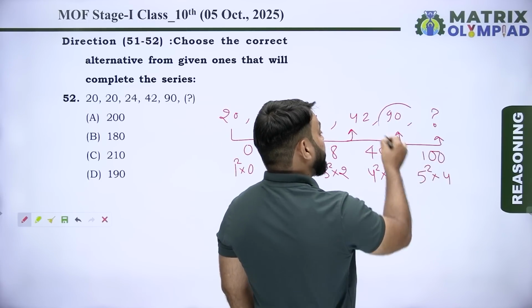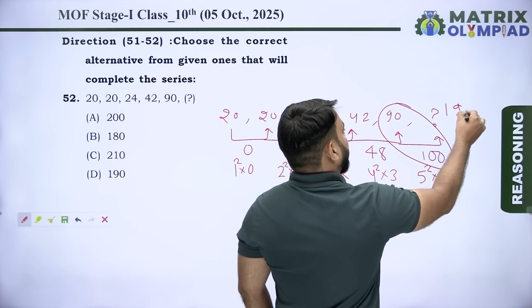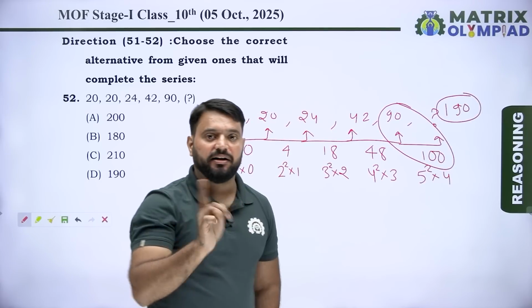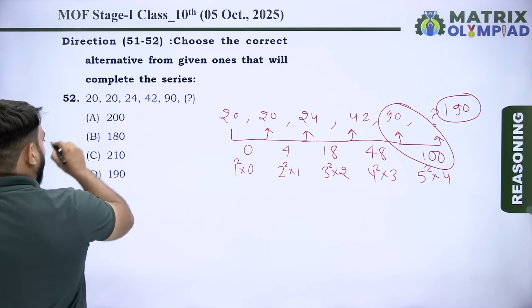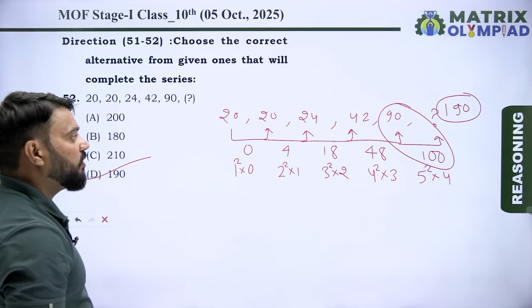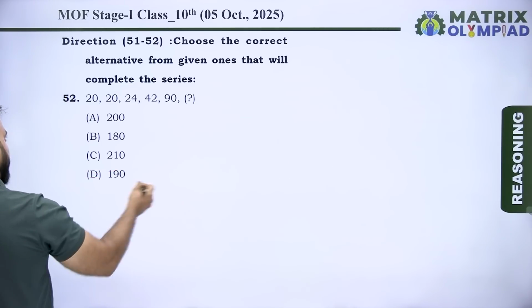Now adding 100 in 90, it means 190. So 190 is the next term of given number series. So here option D is the correct answer of this question. Let's move on to the next question.